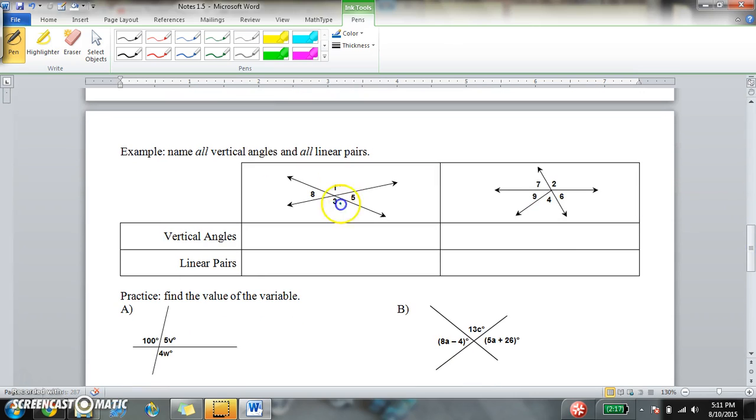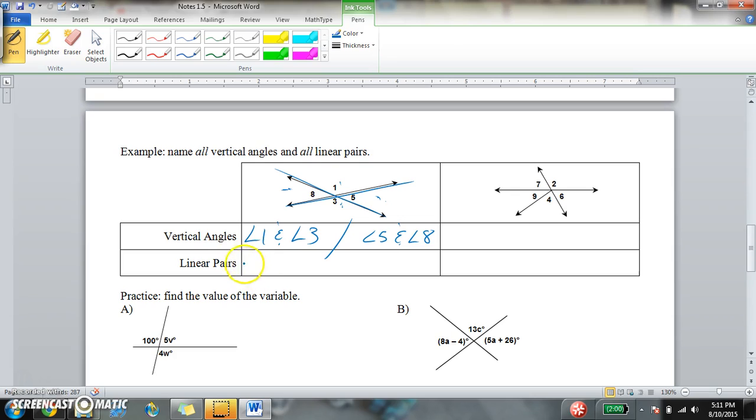So 1 and 3 are across from each other, they make an X, so angle 1 and angle 3 would be vertical angles. Same thing for angle 5 and angle 8. Those are also vertical angles. They're across from each other and they make an X.